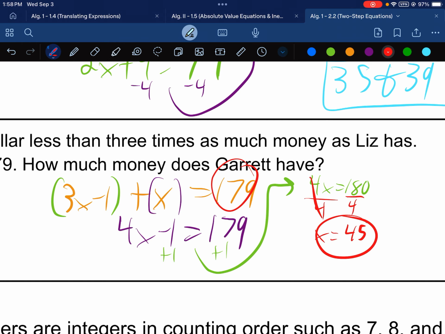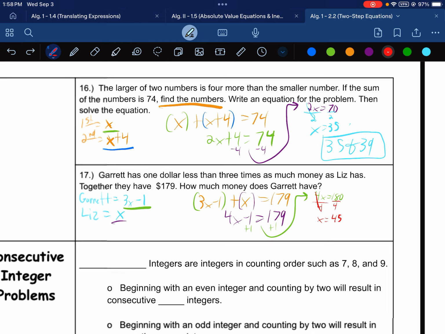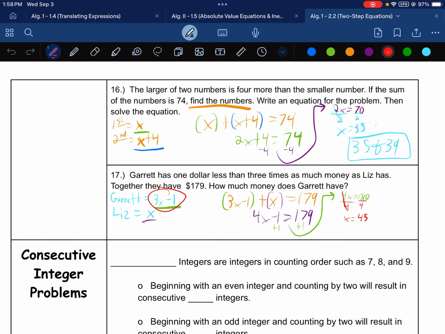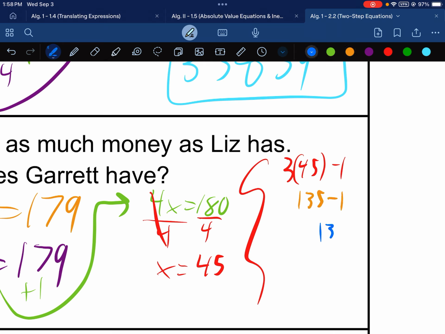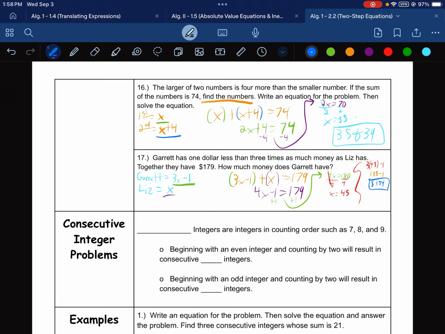Or you could say they add it to 179 and take 179 minus whatever Liz has, and that's the amount Garrett has. So whether you plug x back in here to get Garrett's amount, or you say 179 minus whatever Liz has is Garrett's amount, either way we'll get the correct answer. So let's just say I plug it back in on this problem. So 3 times 45 instead of 3 times x, minus 1. 3 times 45 would be 135 minus 1. And 135 minus 1 is 134. So Garrett has $134.